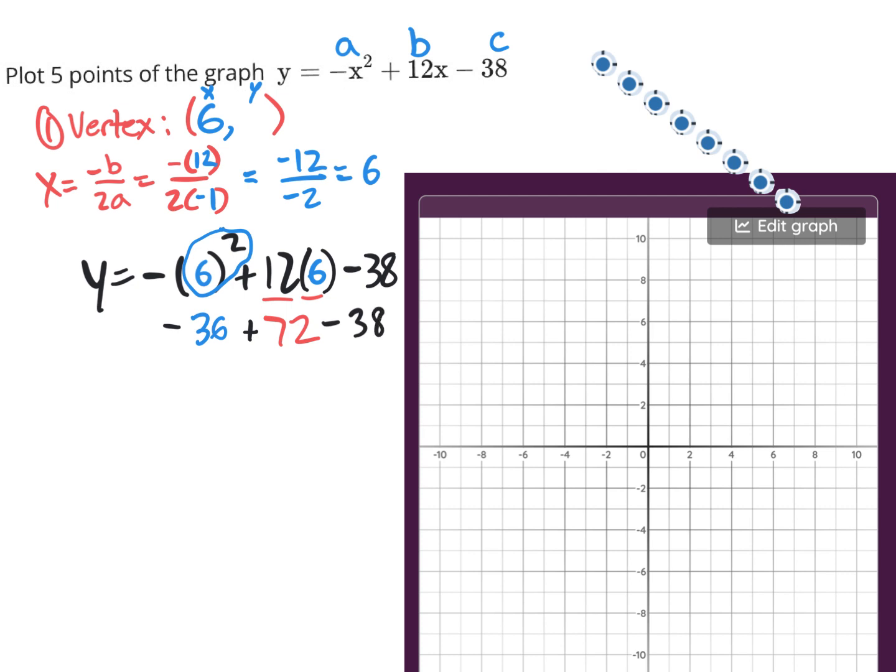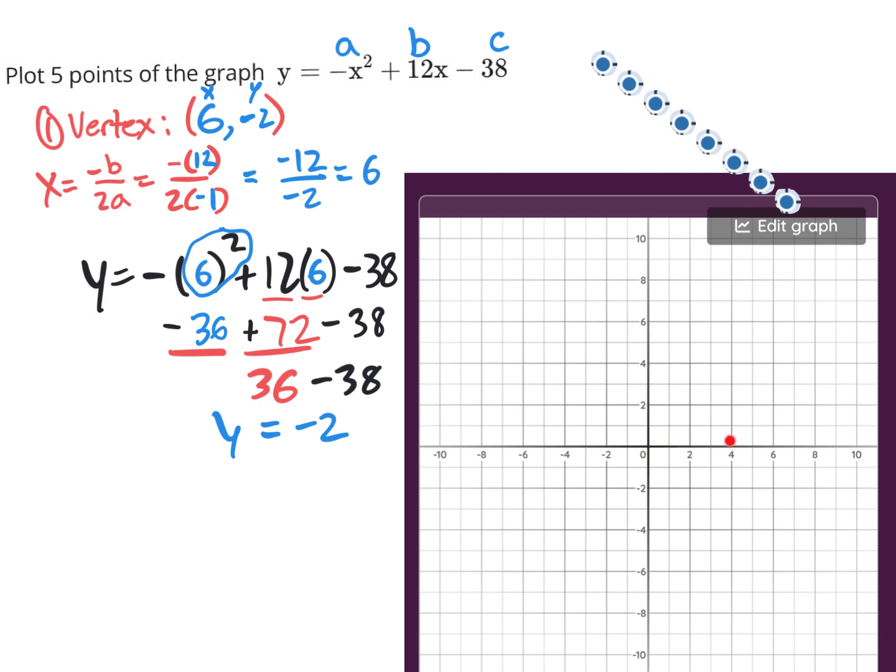Now it's just adding and subtracting from left to right. When you go from left to right, you owe $36, but you have $72. You could pay them off and you'll actually have $36 left over. And you still have a minus 38, and 36 take away 38, the answer will be -2. If you have $36 and you owe 38, you owe $2. Anyway, this is the answer for y. Y equals -2. So the y value of the vertex equals -2. So -2 goes right there. This is the most important point, the vertex, 6, -2.